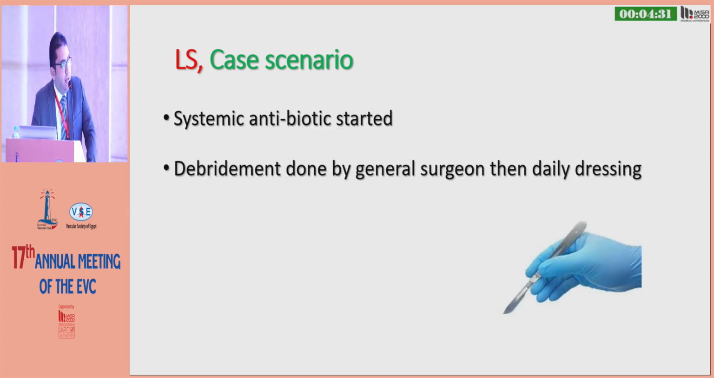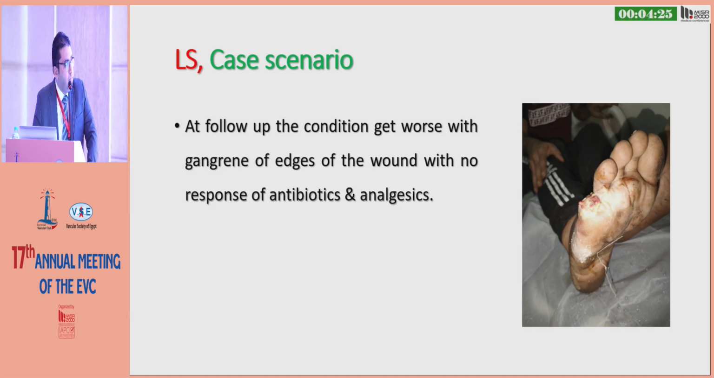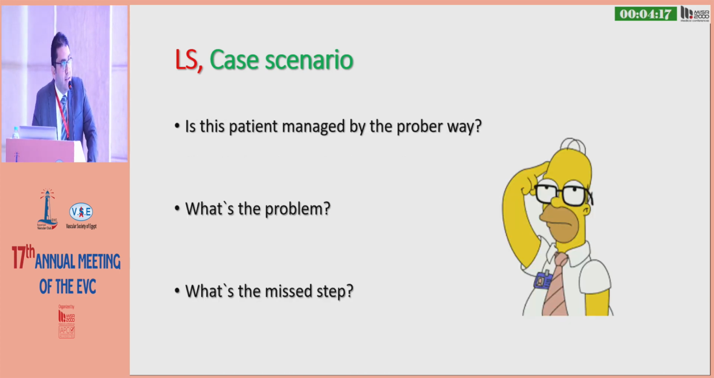The patient started systemic antibiotics, debridement was done by the general surgeon, then daily dressing. At follow-up, the condition got worse with gangrene of the edge of the wound, with no response to antibiotics and analgesics. Was this patient managed in the proper way? What is the problem? What is the missed step?